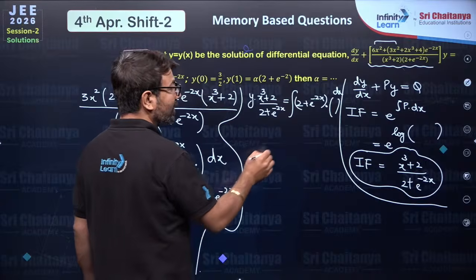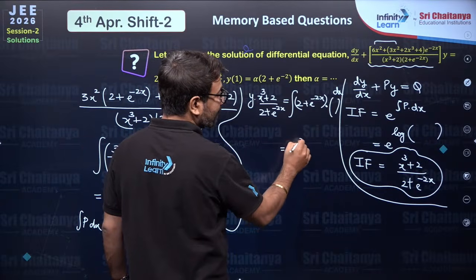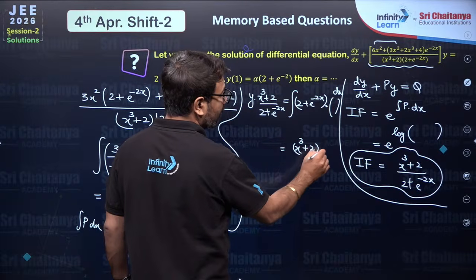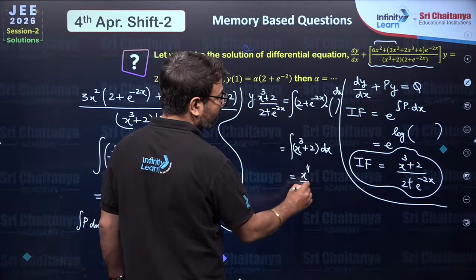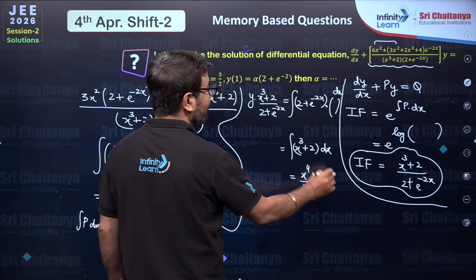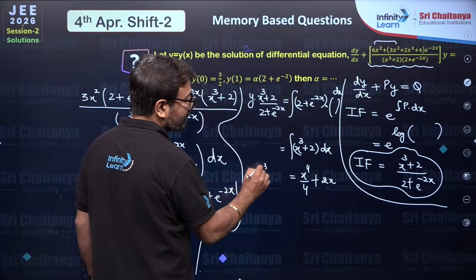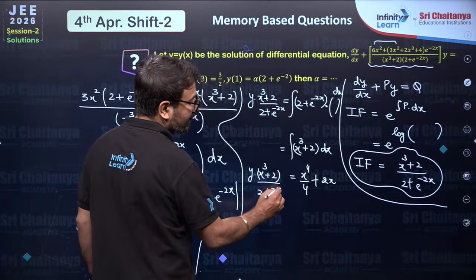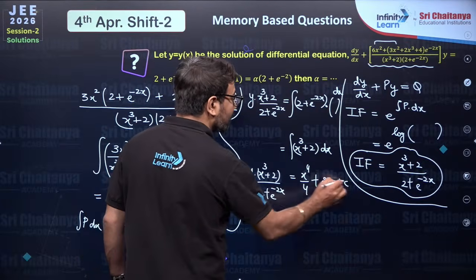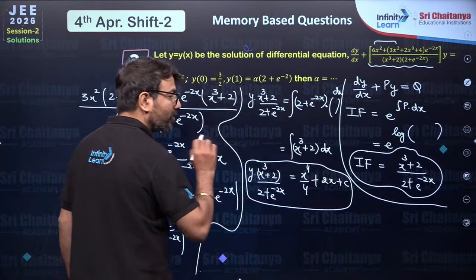So bache, what you have to deal with here: 2 plus e raised to the power minus 2x will get cancelled. We will be left with x cube plus 2, and we have to integrate it. So it will be x raised to the power 4 over 4, and then plus 2x on the right hand side. However, on the left hand side it is y into x cube plus 2, and then whole divided by 2 plus e raised to the power minus 2x. And then here it is plus c. This is the answer that we are obtaining. Are you able to understand how we got this answer?